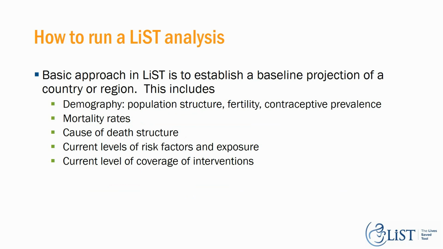Some general broad guidelines on how to run a LiST analysis. Essentially, the basic approach is to establish a baseline projection for either a country or a region. For that, we'll need the demography, the population structure, fertility, the contraceptive prevalence. We'll need the mortality rates, the cause of death structure, the current levels of risk factors and exposure, and the current coverage of interventions in that country or that region. As you'll see, all of these are things that we've already spoken about and how they interact within LiST.